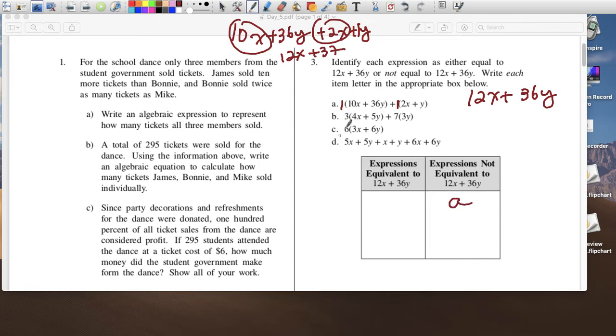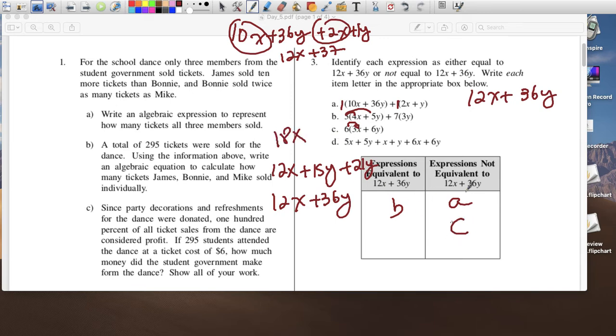B, distributive property, so I get 12x plus 15y. This times this and this times that, plus 21y. 15y plus 21y is 36y, so that is equal, so B goes in this column. C, 6 times 3x is 18x, and right away you don't have to do anything else because C is not equal to 12x plus 36y.